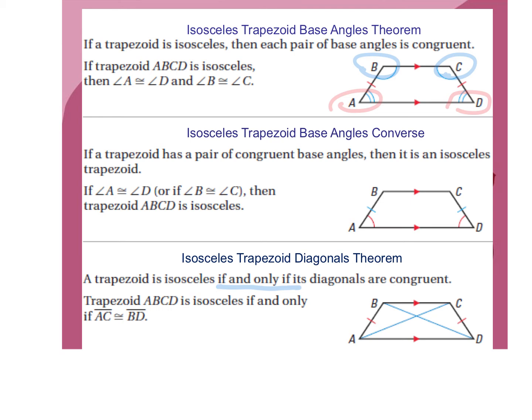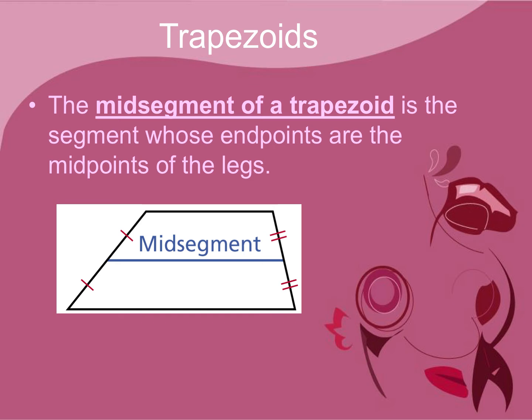Next, we're going to learn about a midsegment of a trapezoid. So the midsegment of a trapezoid is the segment whose endpoints are the midpoints of the legs. So this is a leg over here. This is a leg over here. The midsegment is formed by connecting the two midpoints. So this is a midpoint, and so is this point.